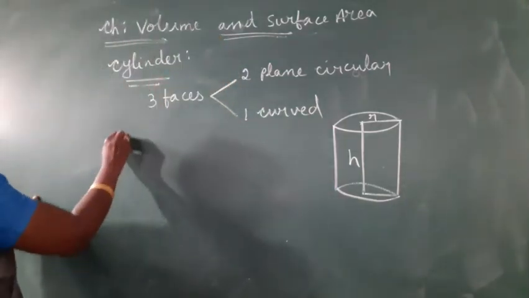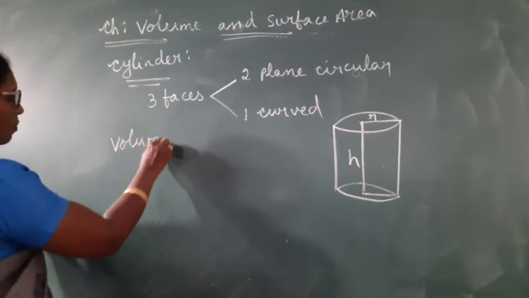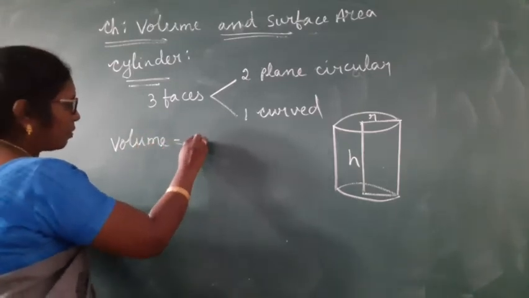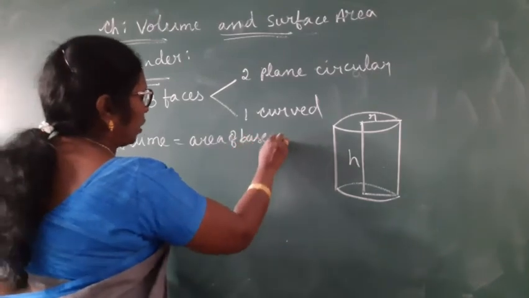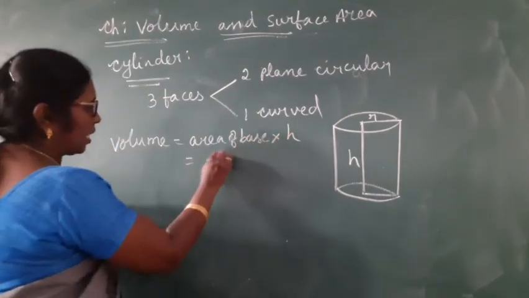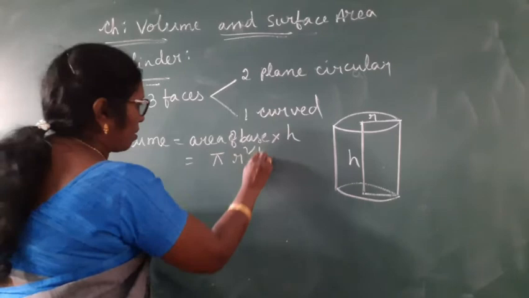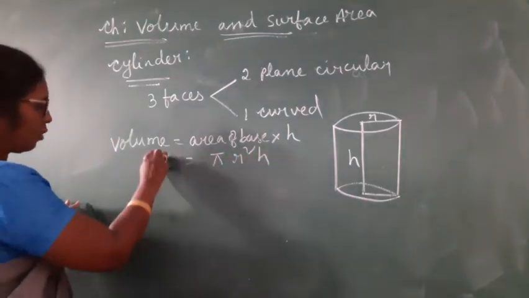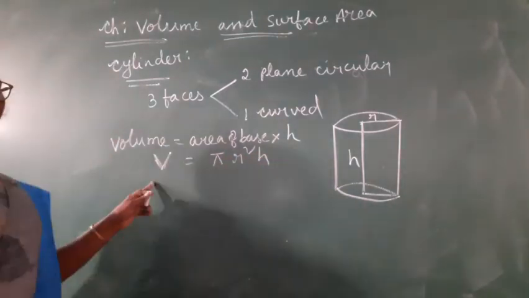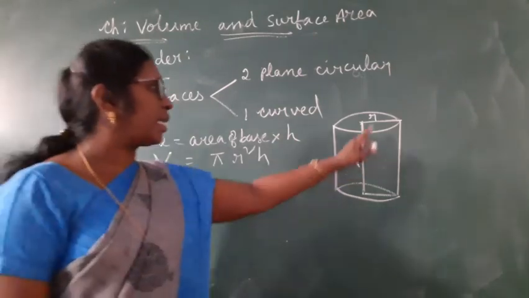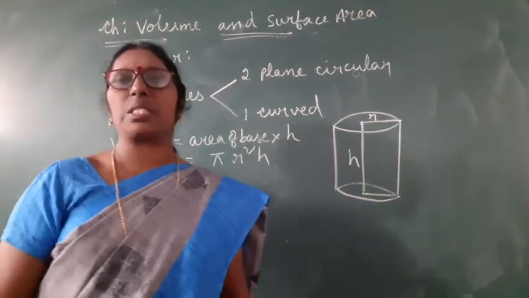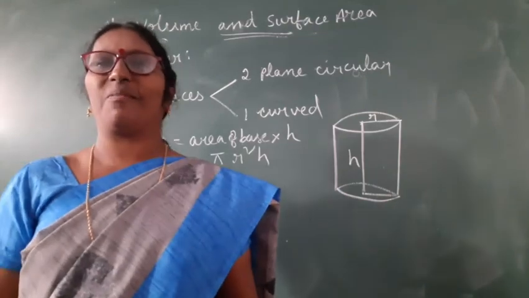So cylinder volume is equal to area of base into height. Here the area of base is pi r square, and height h. So volume is equal to pi r square h, where r is the radius of the cylinder and h is the height of the cylinder.